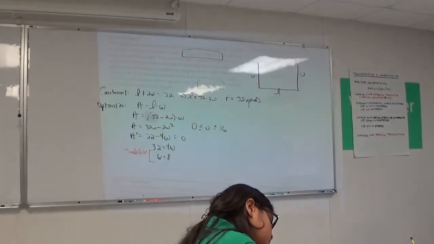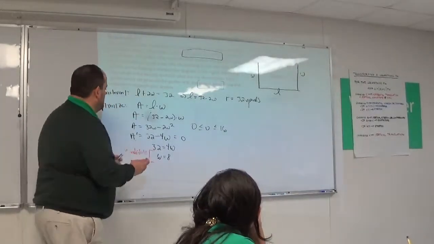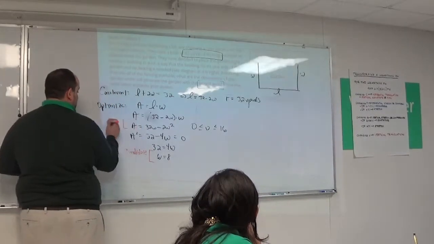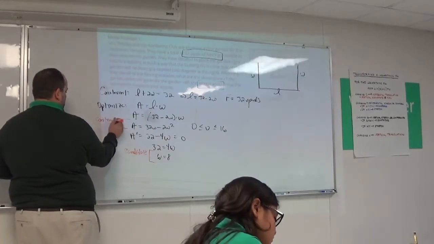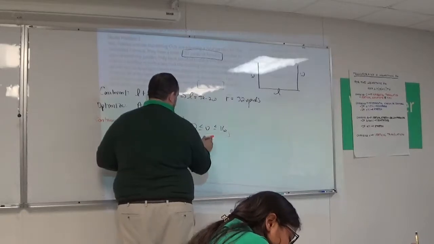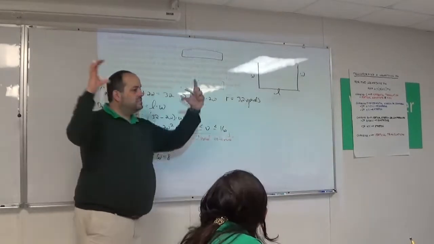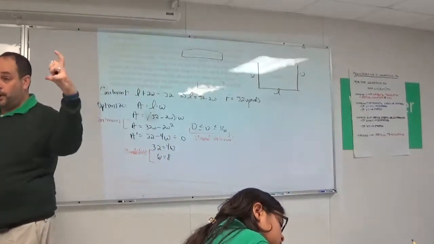Okay, let's go over the criteria again. What are the 2 things that we need? Continuous. Got it. What's the other one? Closed interval. Closed interval means you include the endpoints.